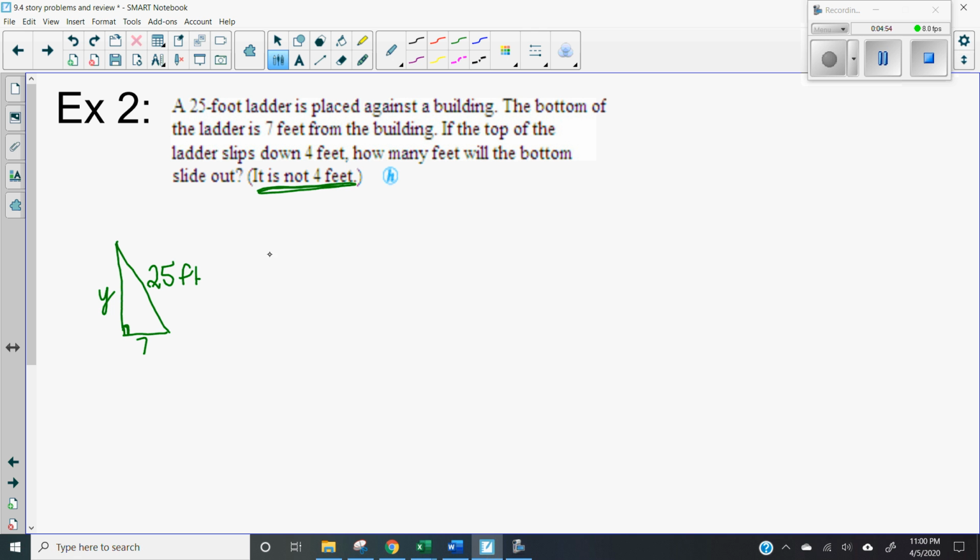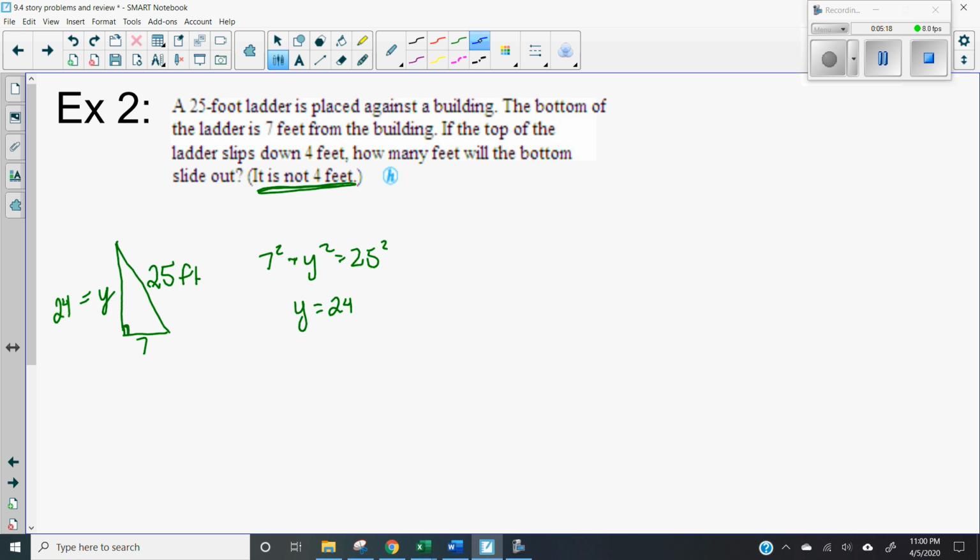So this example, that's just a Pythagorean theorem. 7 squared plus Y squared equals 25 squared. If you know your Pythagorean triples well, Y is exactly 24. If you don't, just go ahead and calculate that one on your own. Okay, so this is 24.